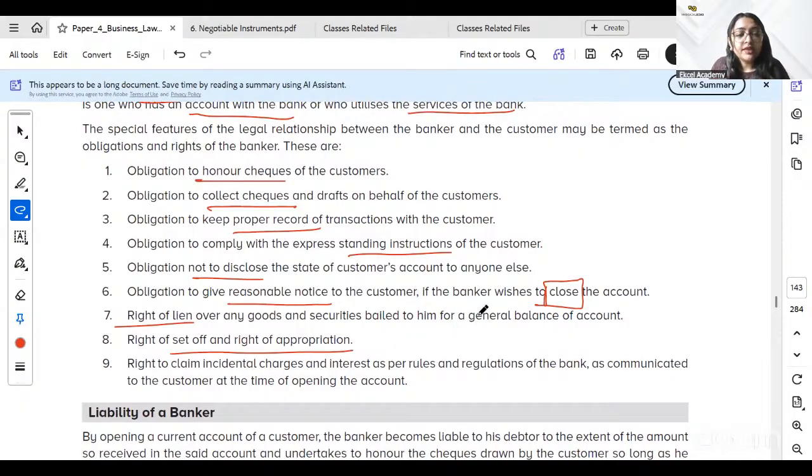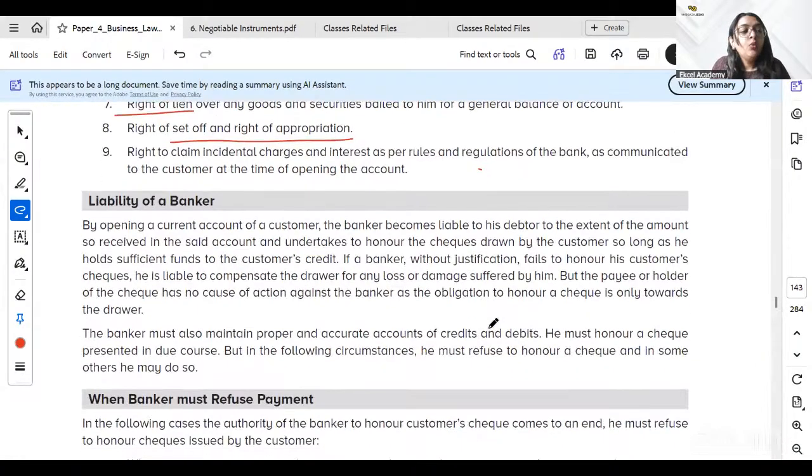Okay, next is your liability. What is your liability? That is, the banker becomes liable to his debtor to the extent of the amount so received in the said account and undertakes to honor the checks which are drawn. If the bank without justification fails to honor, he is liable to compensate the drawer for any loss. Now, one more very important thing is honoring of a check will happen when there is sufficient funds to the customer's credit. But the payee or holder of the check has no cause of action against the banker, as the obligation to honor the check is only towards your customer.